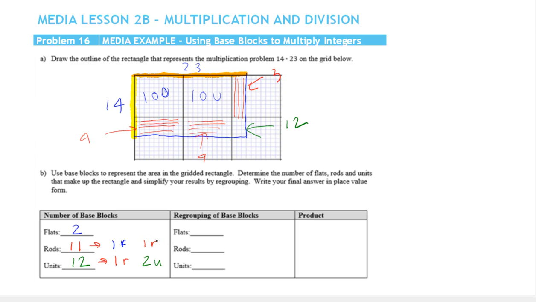Okay. So now when we regroup these, we've canceled these out. We're exchanging them this way. Notice we have a total of 2 units. We have 2 rods. And there's 1 flat here and 2 more there, so 3 flats. So since this is flats, this is 300. Rods would give us 20. Units would give us 2. And grouping them all together, we have 322. So our product is 322.